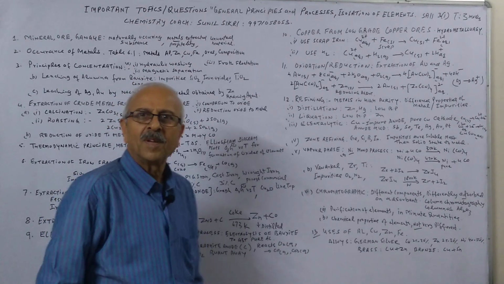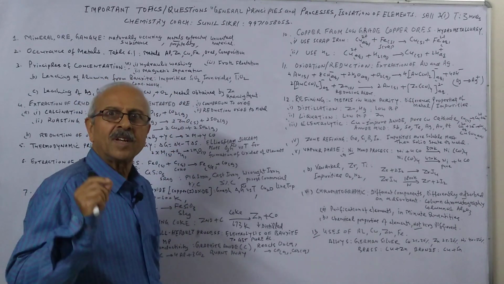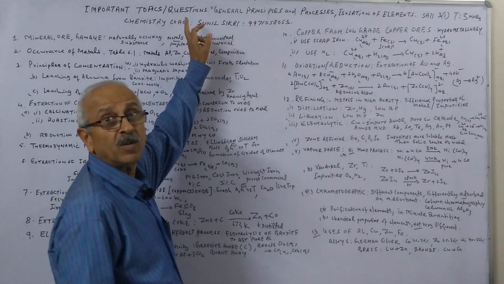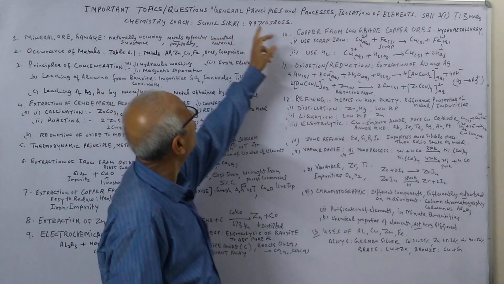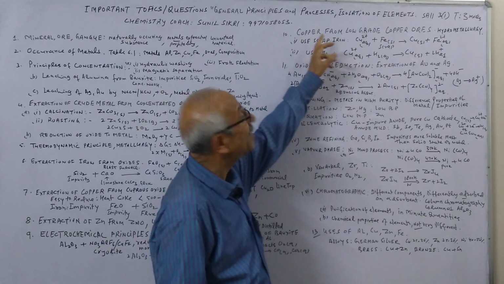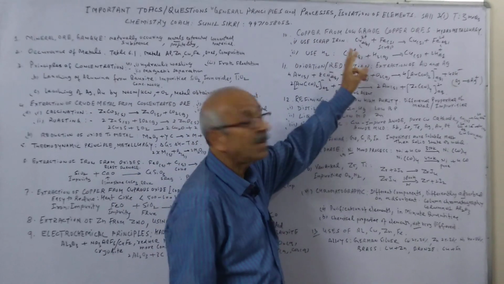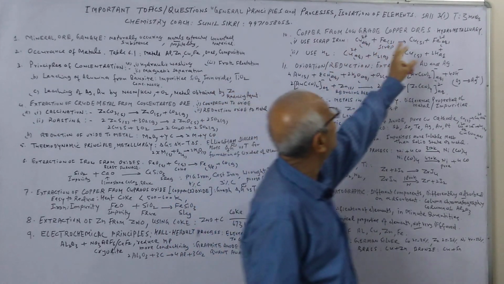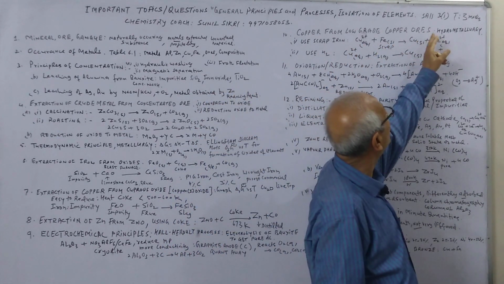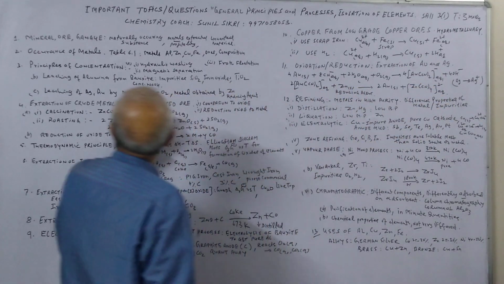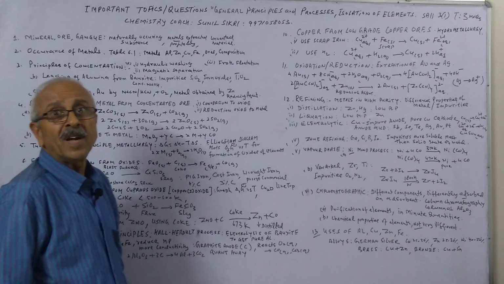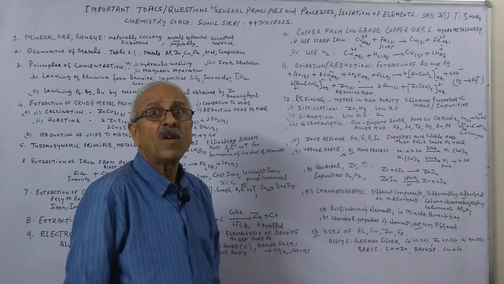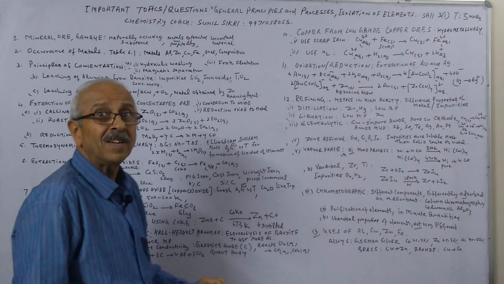Hello students, my today's lecture is on important topics, important questions on general principles and processes of isolation of elements for the 2019 CBSE chemistry paper. This has 3 total marks. First of all, you know that we are extracting these elements from the Earth's crust, and the sea is also a source of these elements.